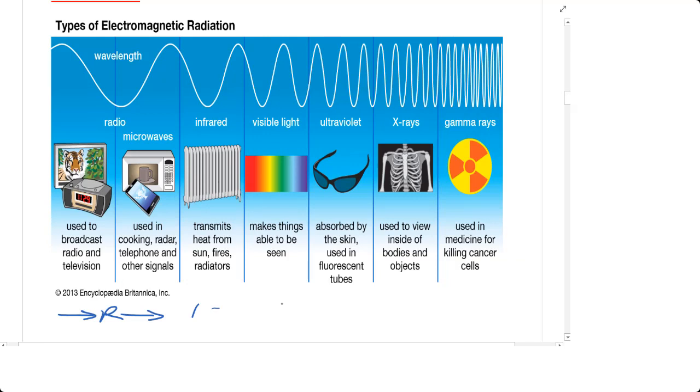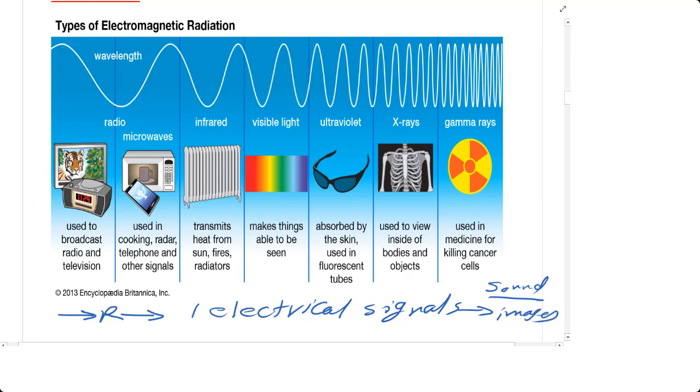Electrical signals in our radio or TV, then these electrical signals are converted to sound and images, like in TV. So what happens exactly? We use radio wave in the stations to send the signals for the broadcast. So we send this radio wave in the air, then we receive it, and we have a converter in our TV and radio to convert it to electrical signals. And these electrical signals inside the radio and the TV are converted to sound and images.